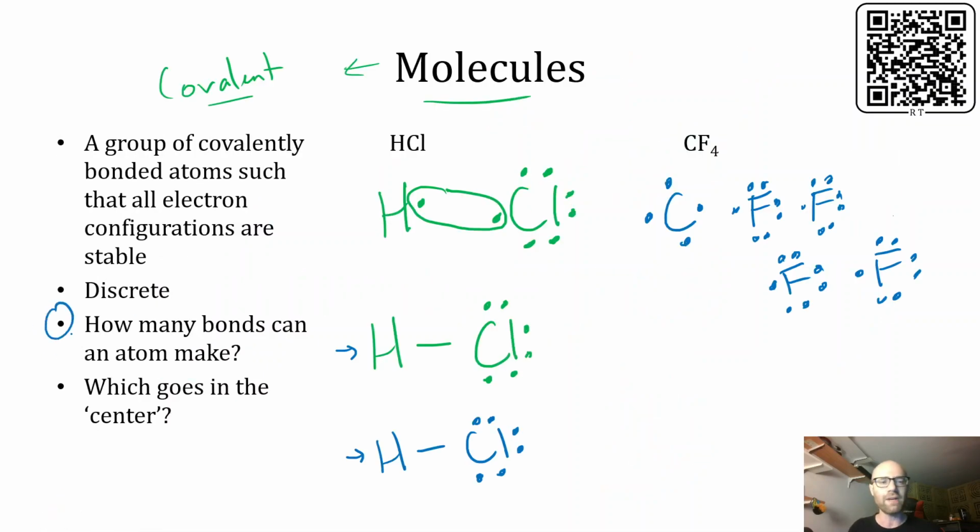How many bonds can an atom make? There's a quick way to make this calculation, and it's to take 8 minus the number of valence electrons. So for carbon, 8 minus 4 is 4, makes 4 bonds. For fluorine, 8 minus 7 is 1, makes 1 bond. You can do the same thing for hydrogen and chlorine, as long as for hydrogen, you remember 8 becomes 2, and you still get 1 bond and 1 bond.